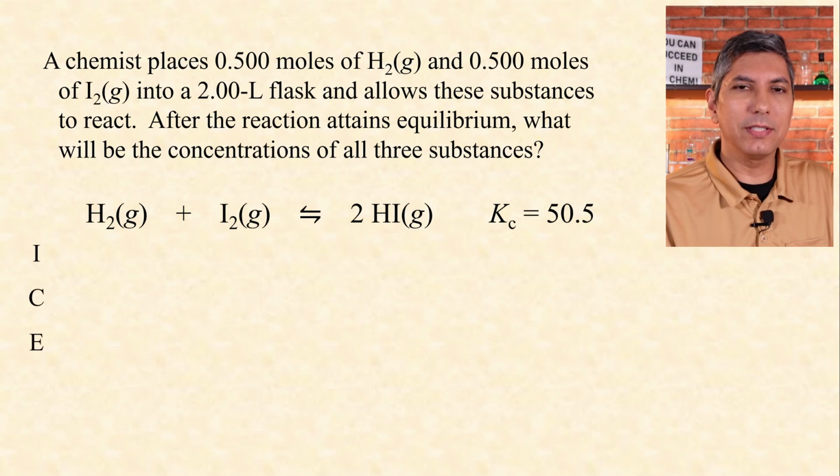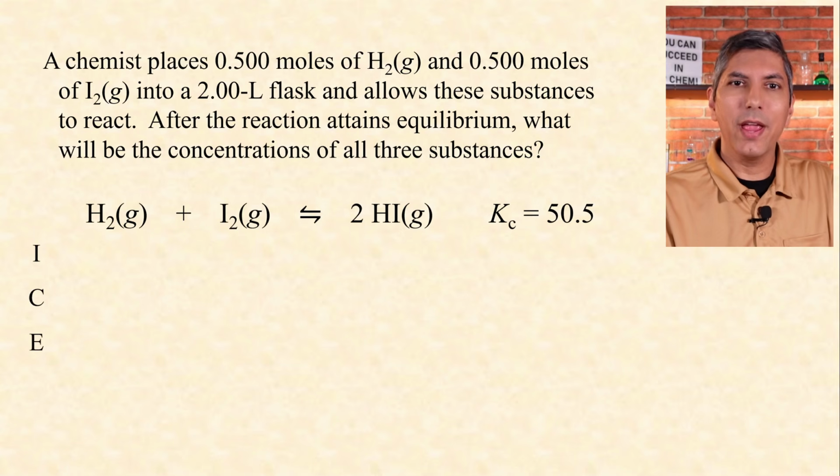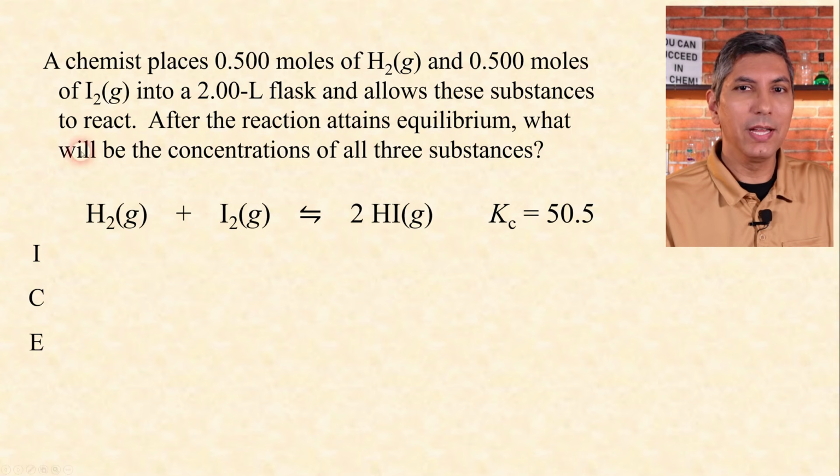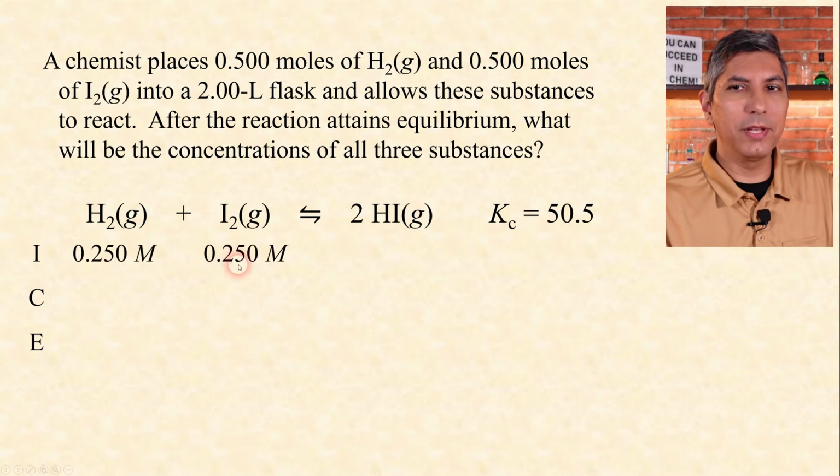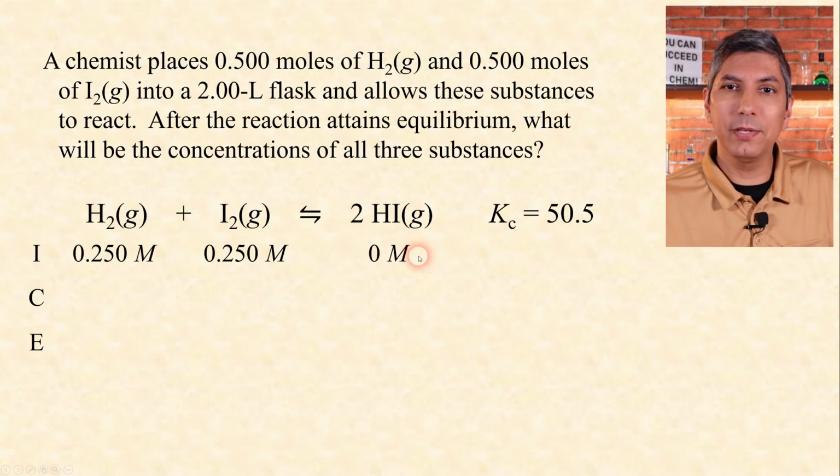Anytime a problem gives initial concentrations and then asks for equilibrium values, it's best to set up an icebox, which stands for initial, change, and equilibrium concentrations. The initial concentration of hydrogen is 0.5 moles divided by 2 liters, which is 0.25 molar. It's the same value for iodine. And since the problem doesn't say that there's initially any HI present in the flask, it's safe to assume it's 0.